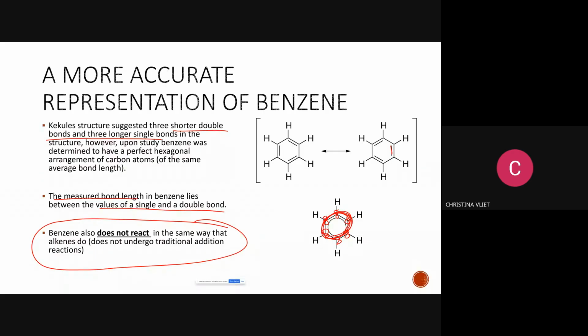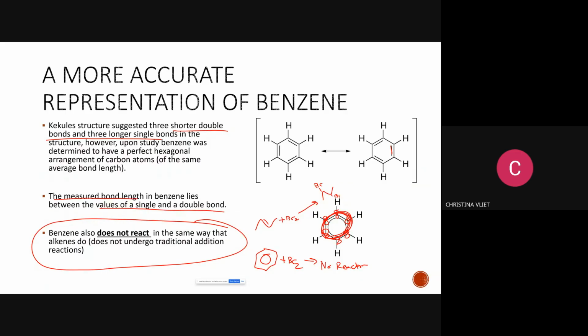So if I presented a benzene ring like this and Br2, it'd be like, no, I'm not doing that. It would actually be no reaction. Whereas with a regular alkene, if I presented an alkene with Br2, it's going to become that. Because the benzene ring is more stabilized, you have to have more unique reactions for it, because it doesn't do the traditional addition reactions that alkenes do.